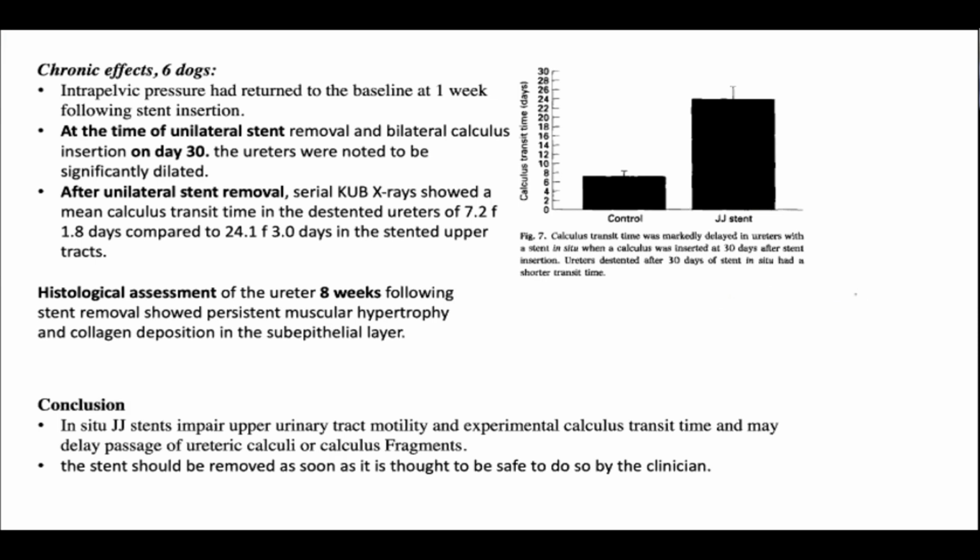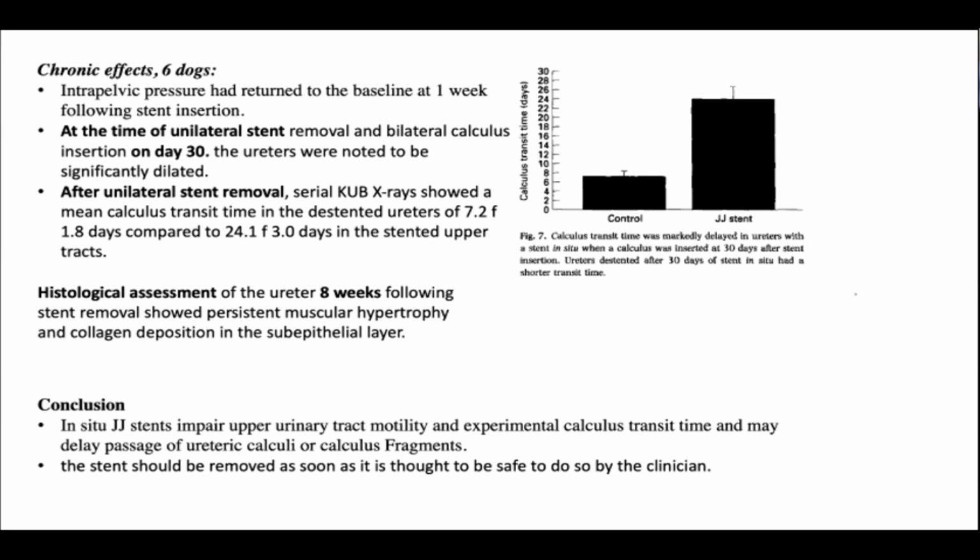We see here the chronic effect showed that intrapelvic pressure had returned to baseline at 1 week following stent insertion. At the time of unilateral stent removal on day 30, the ureter was noted to be significantly dilated. After unilateral stent removal, serial KUB X-rays were performed to show the stone transit time, and it's the same finding: the stented ureter has a significantly longer stone transit time compared to the control group.